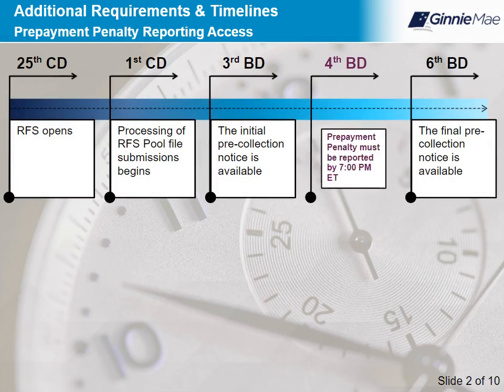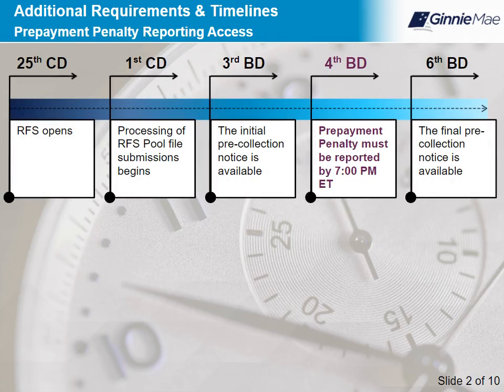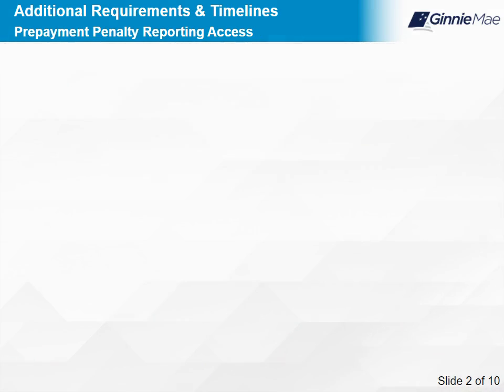Prepayment penalties must be reported by 7 p.m. Eastern Time, ET, on the fourth business day, BD. However, they may be reported as early as the first BD. To report the prepayment penalty, you will need to access the Reporting and Feedback System, RFS, using the following steps.